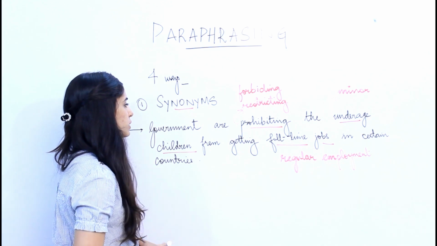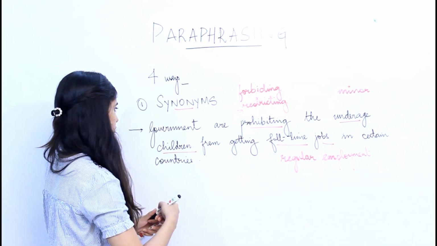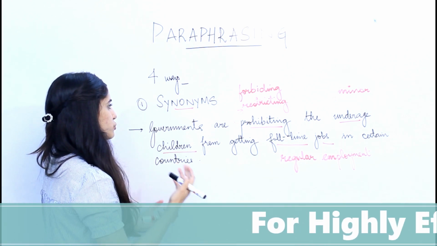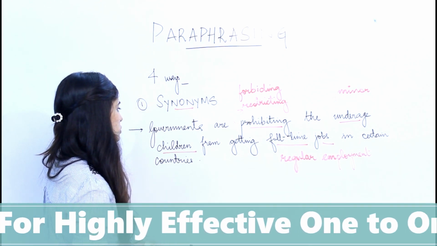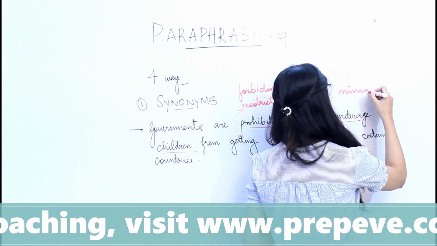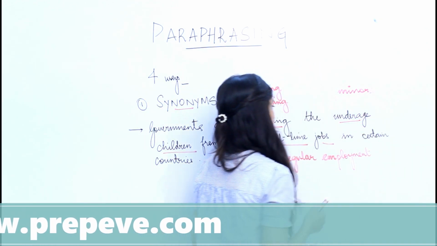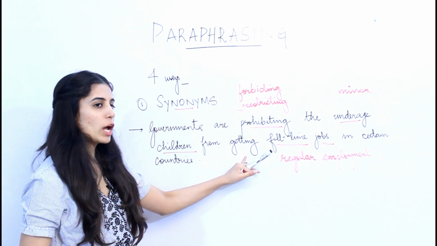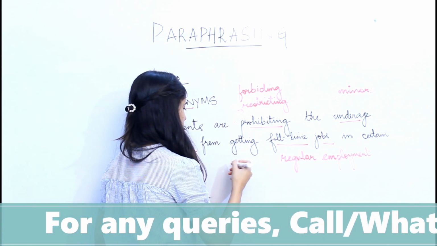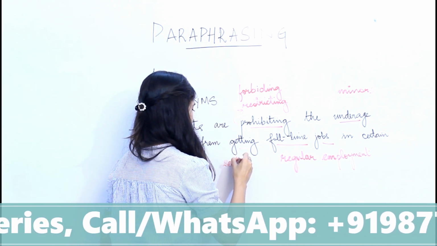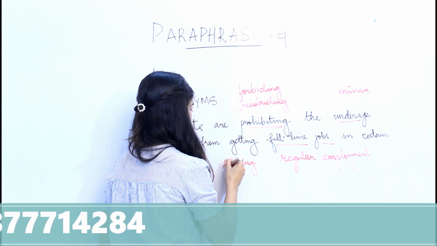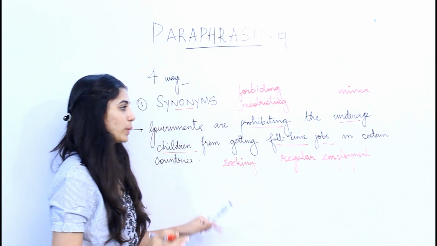Government are prohibiting, so this is supposed to be governments. Governments are prohibiting or restricting the minors from getting regular employment in certain countries. So when I write getting, it does not make much sense here. What if I change this to seeking? Now this will make much more sense, and I guess it would convey the same meaning.